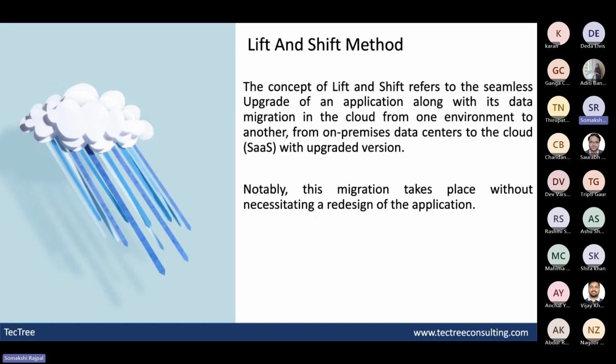The second method of upgrading to the cloud version is the lift and shift method. The lift and shift method refers to migrating an application along with its data in the cloud from one environment to another environment, most commonly from the on-premise version to the cloud version. This migration takes place without any need to redesign the application.